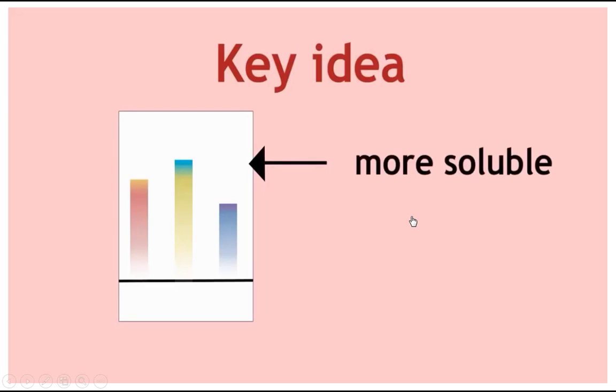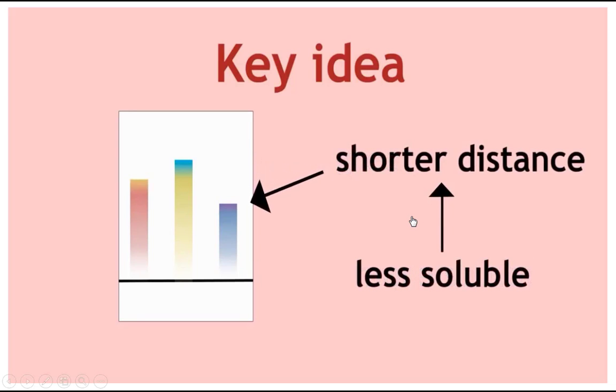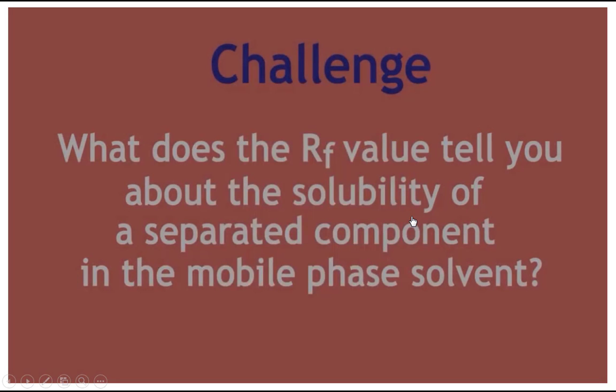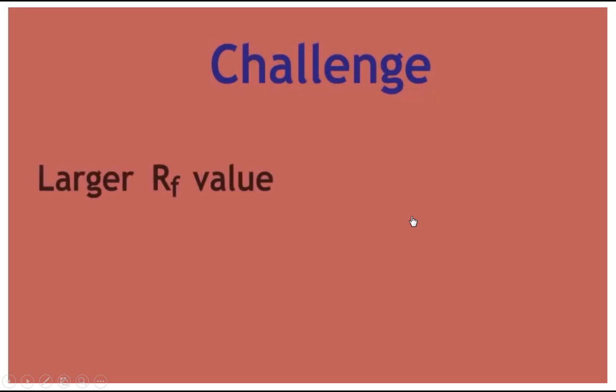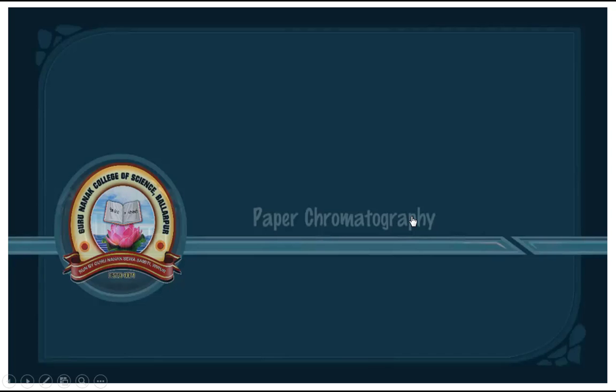The main idea is that a larger RF value, that is, a greater distance, means the sample is more soluble. A shorter distance means it is less soluble, therefore it travels less. So the RF value gives the idea about the solubility of a sample. A larger RF value means the solid molecule is more soluble, and a smaller RF value means the solid molecule is less soluble. This is what the RF value tells you in paper chromatography.